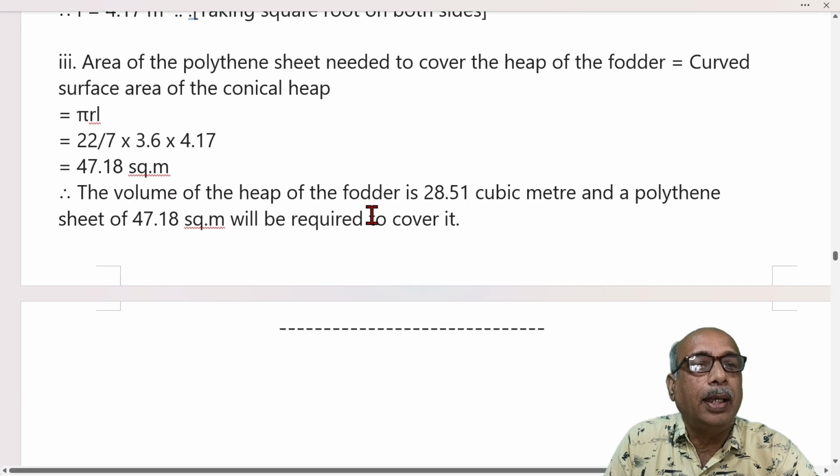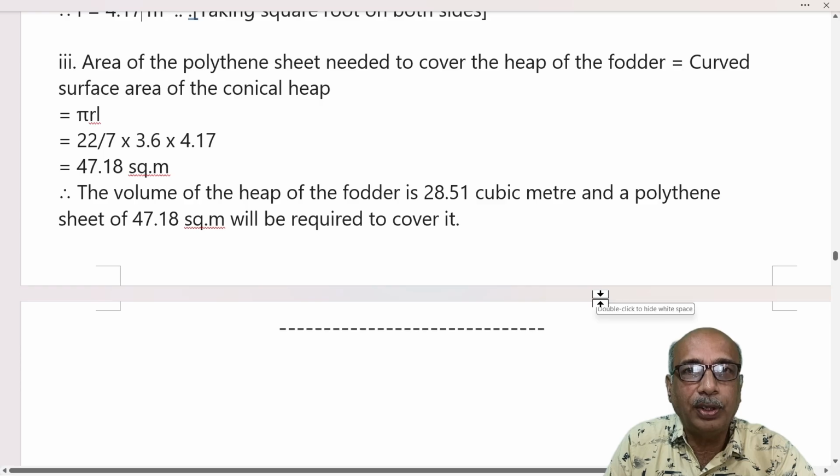Clear? Area of the polythene sheet needed to cover the heap of the fodder equals curved surface area of the conical heap. That is given by the formula pi r L. Pi is 22 by 7, r is 3.6 and L we have calculated above, 4.17, equals 47.18 square meter. Therefore, the volume of the heap of the fodder is 28.51 cubic meter and a polythene sheet of 47.18 square meter will be required to cover it.